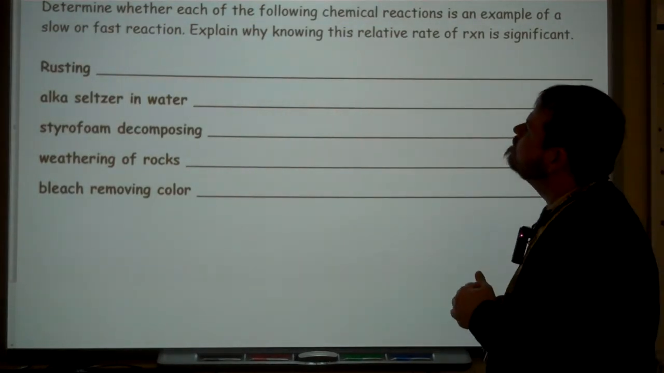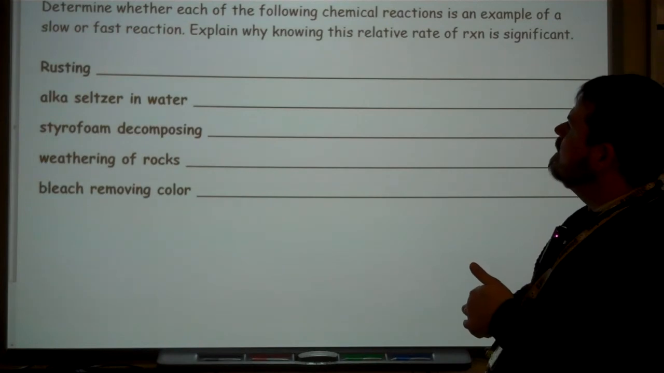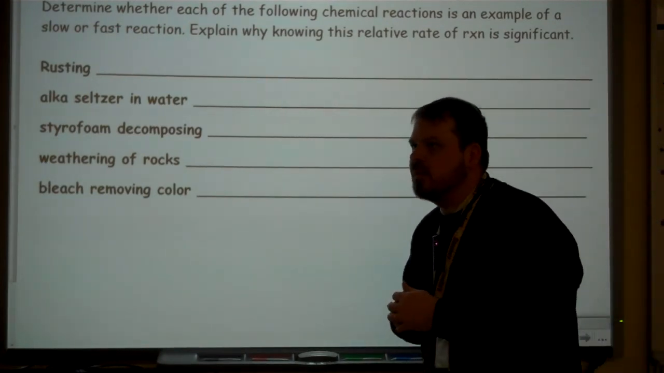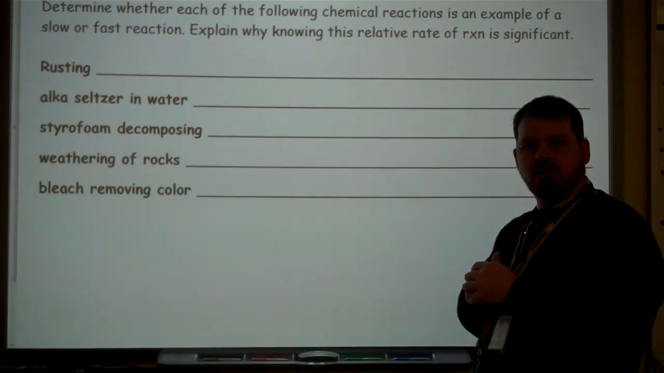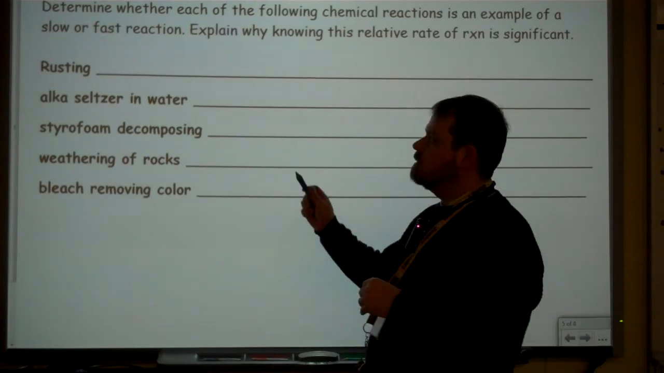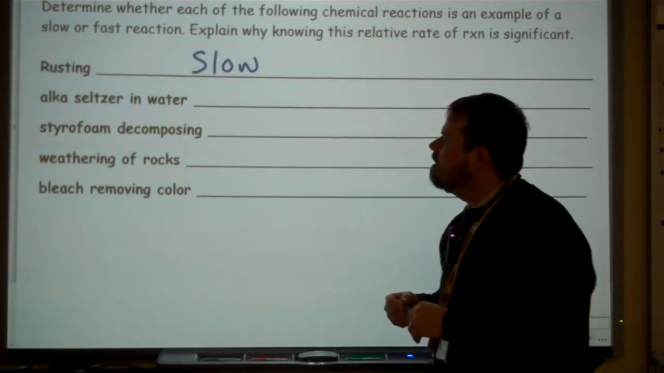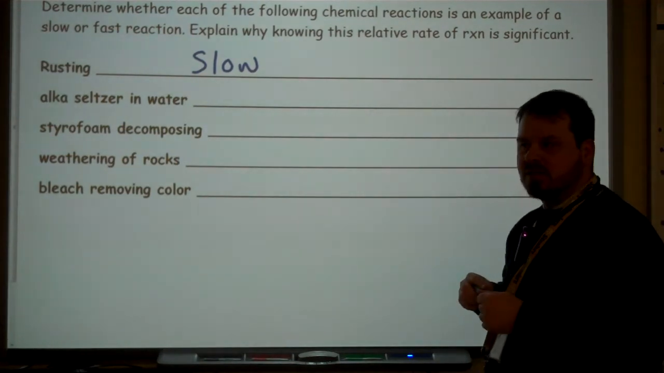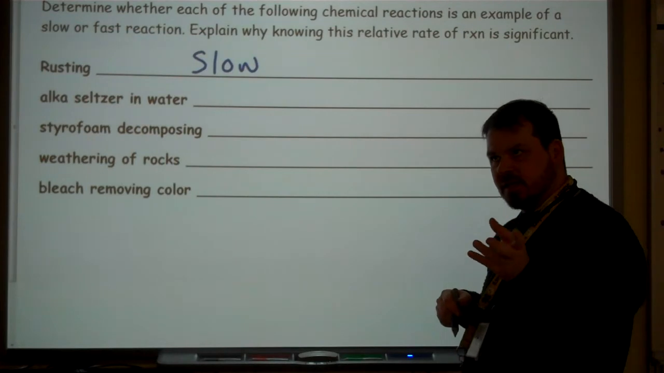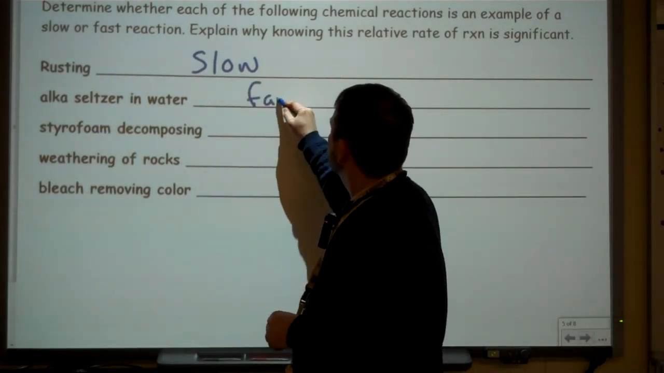Okay? So, determine whether each of the following chemical reactions is an example, slow or fast. Explain why. Well, rusting. We all have experience with rusting. Cars have rusted. We've seen that. Do cars rust fast? No, they're really slow. Okay, Alka-Seltzer in water. Alka-Seltzer's one of those little tablets you put in that fizzes. I think you guys did it in 8th grade science, right? If you haven't used it at home. That one's really fast.